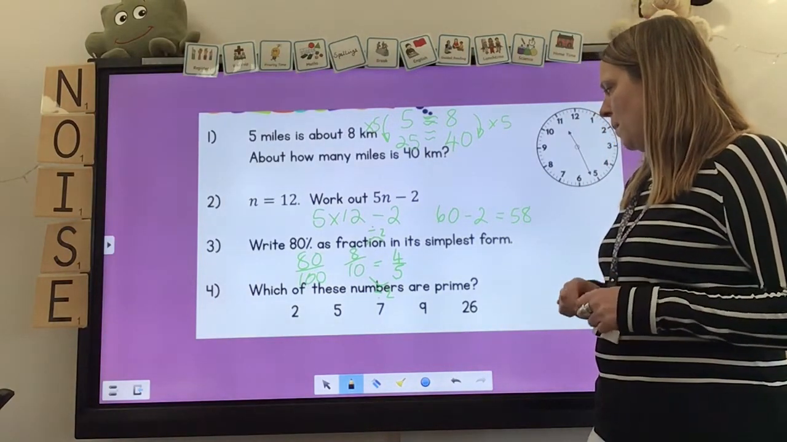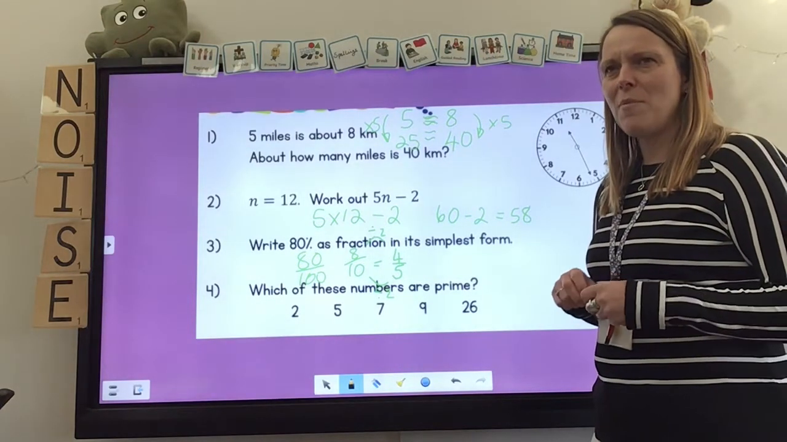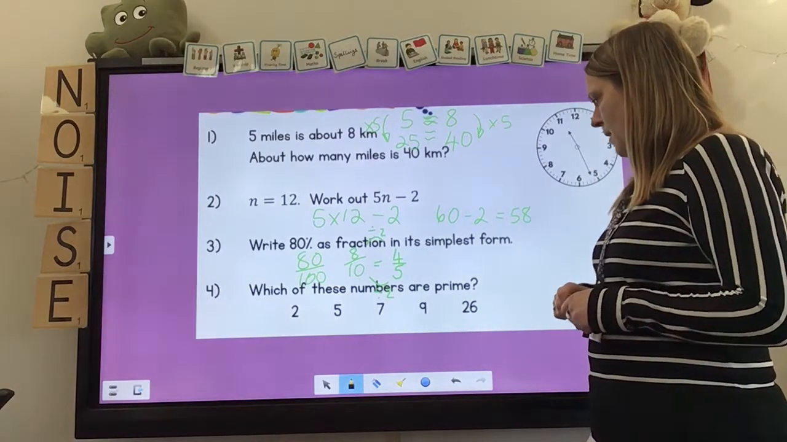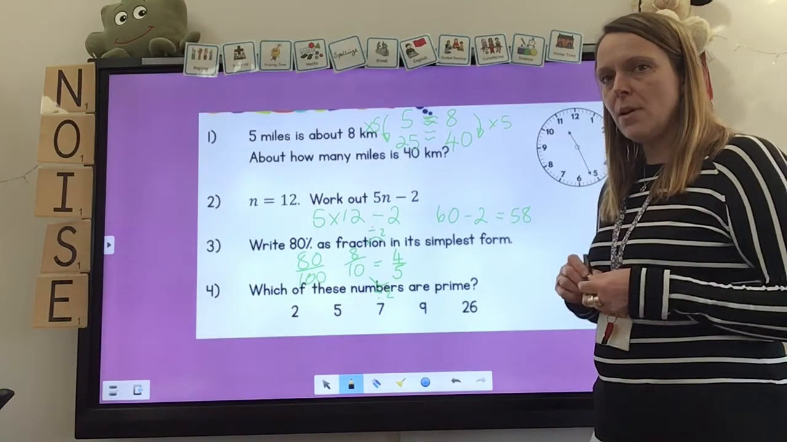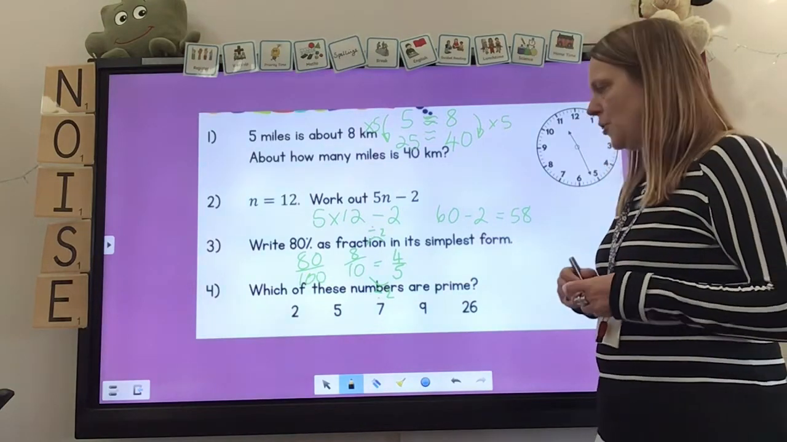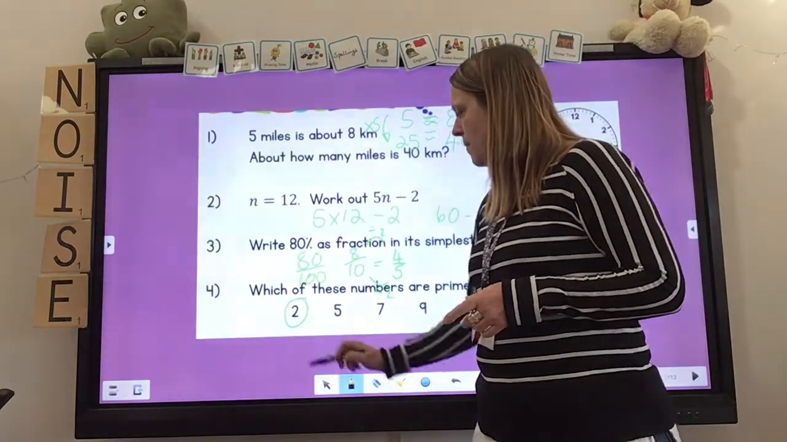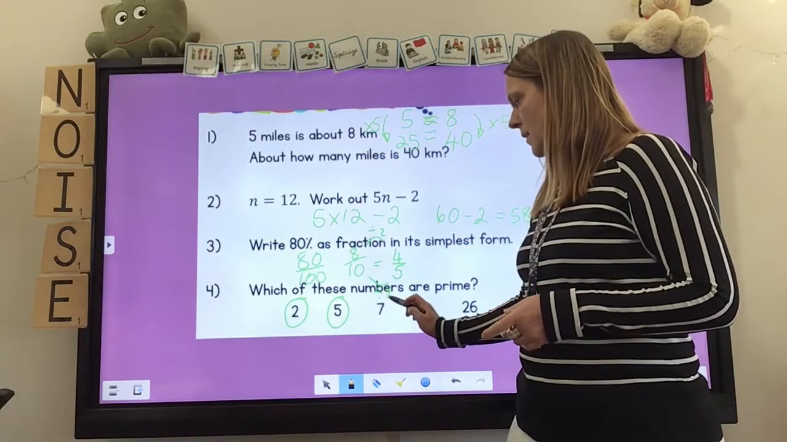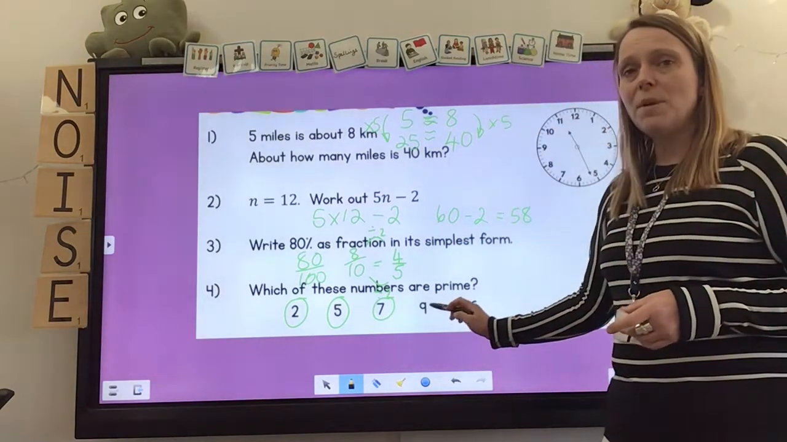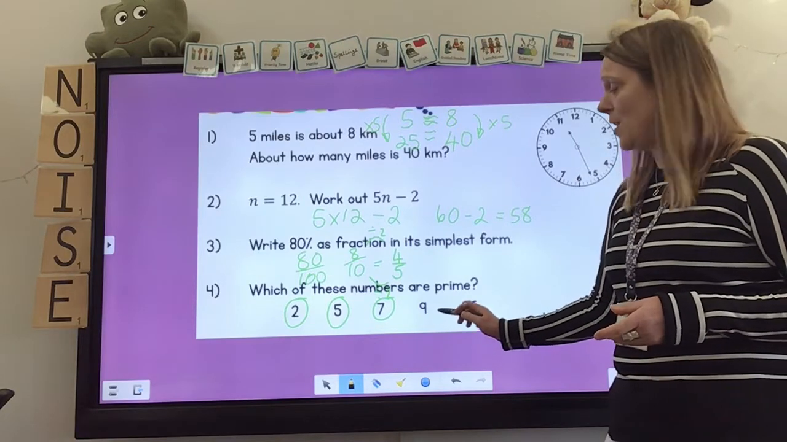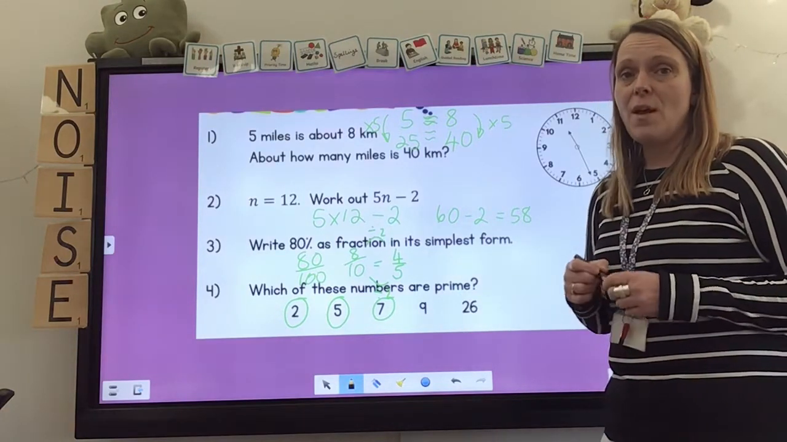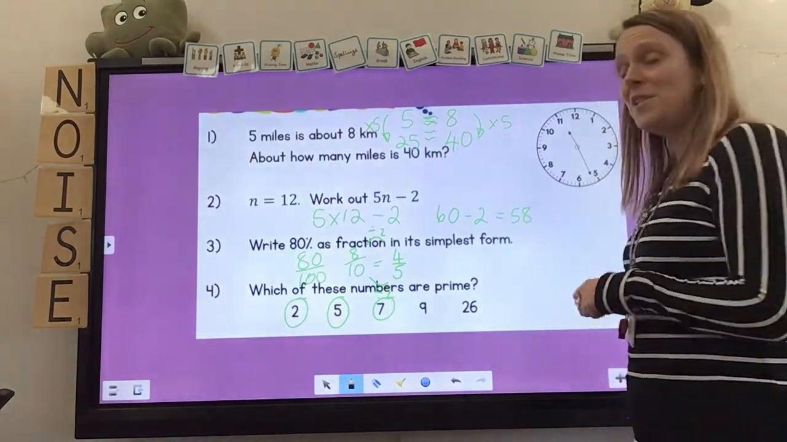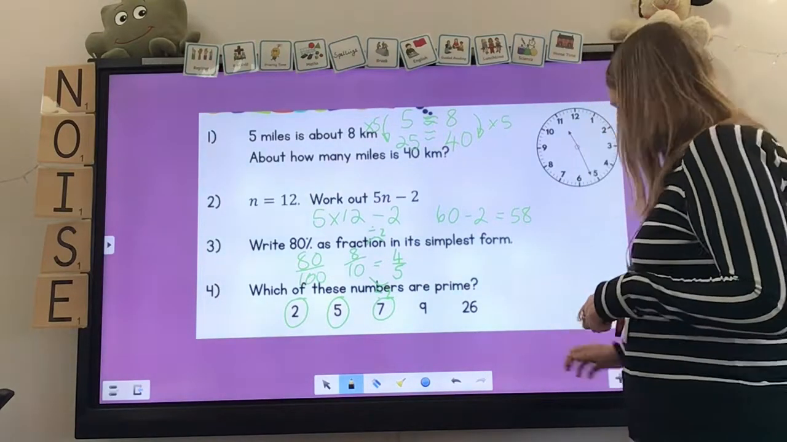Which of these numbers are prime? So what's a prime number again? Remind me what a prime number is. That's right, it's a number that's only divisible by itself and 1. Okay, and there is only one even prime number, because all other even numbers have 2 as a factor. So 2 is a prime number. 5 only has itself and 1. 7 only has itself and 1. 9 doesn't, because 3 is a factor of 9, isn't it? 3 times 3 is 9, it's a square number, and 26 being even will have 2 as a factor as well. So hopefully you got on okay with those, and if you didn't, hopefully just by going through it you've worked out where you went wrong.